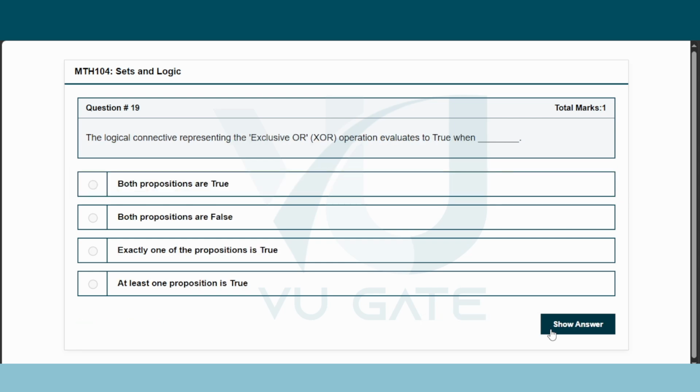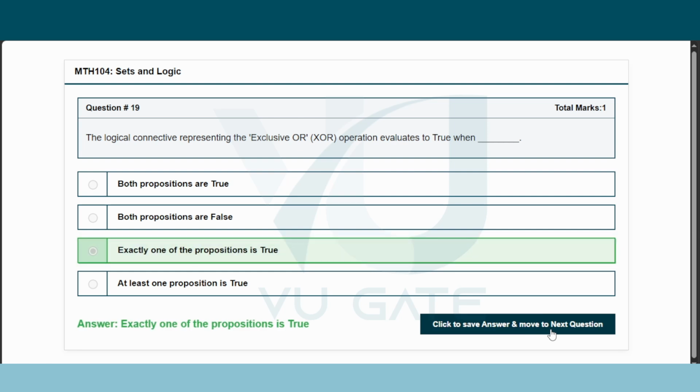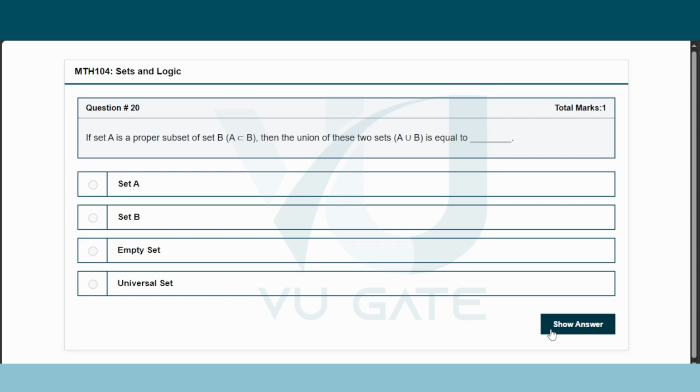Question number 19. The logical connective representing the exclusive OR or XOR operation evaluates to true when blank. The correct answer is exactly one of the propositions is true. Question number 20. If set A is a proper subset of set B, then the union of these two sets, A ∪ B, is equal to blank.